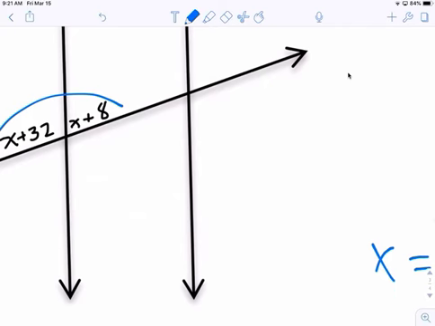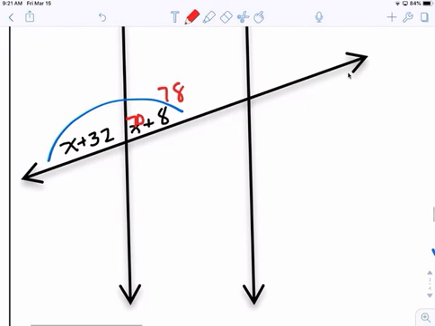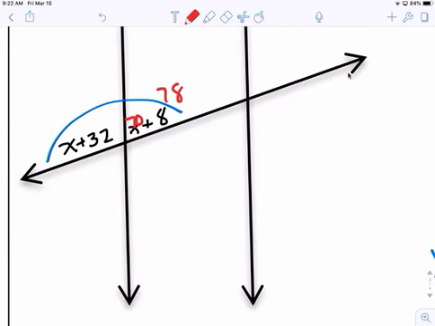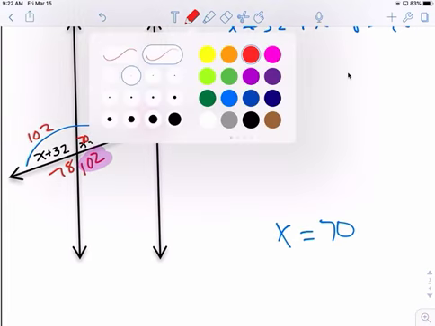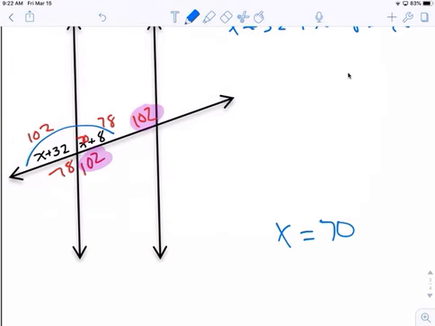So x is 70. 70 plus 8, this is 78. And this is 102. Right? So vertical angles are congruent. 102, 78. Alternate interior are congruent. 102. And then this is vertical angles are congruent, that's 78, 78, right?